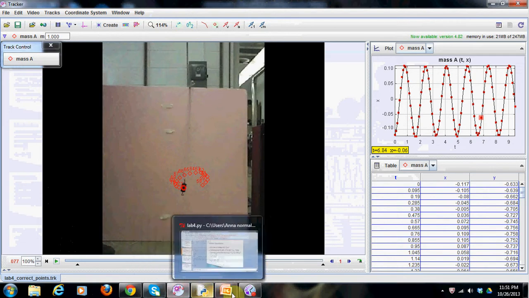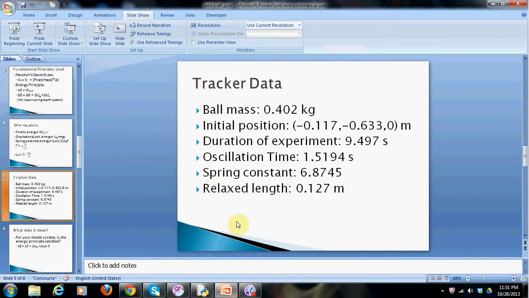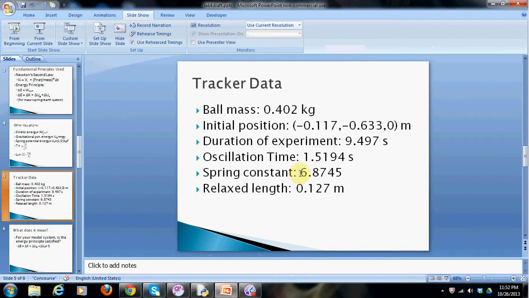And then from Tracker, we obtained this data, and the most important parts of this data are right here, which are the oscillation time, which was obtained using the equations in this slide. And then the spring constant was obtained from the oscillation time, and the relaxed length was also obtained from the spring constant and oscillation time.